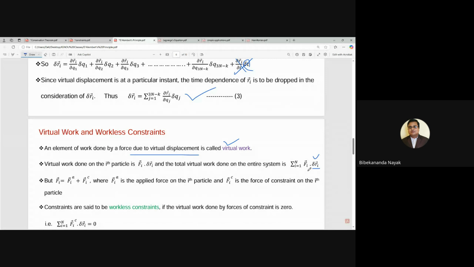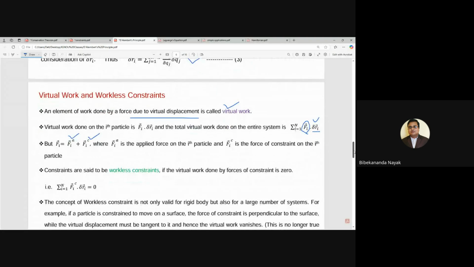But this force on the ith particle is the external force plus internal force, or here you can say the internal force is the force of constraint. Applied force plus force of constraint. So now there are two terms, Fia dot delta ri and Fic dot delta ri.